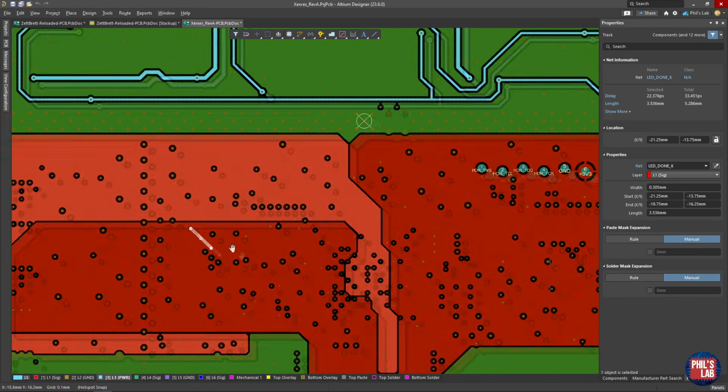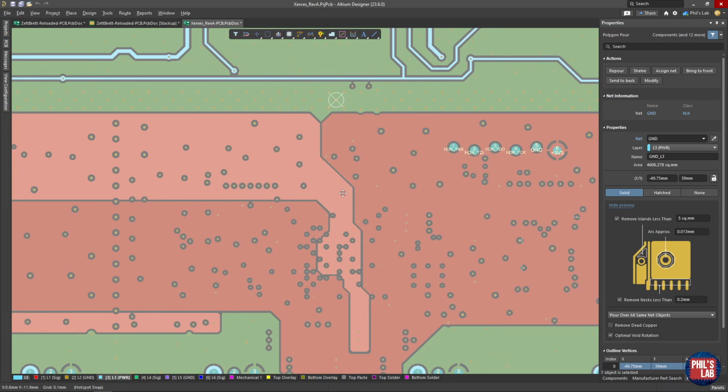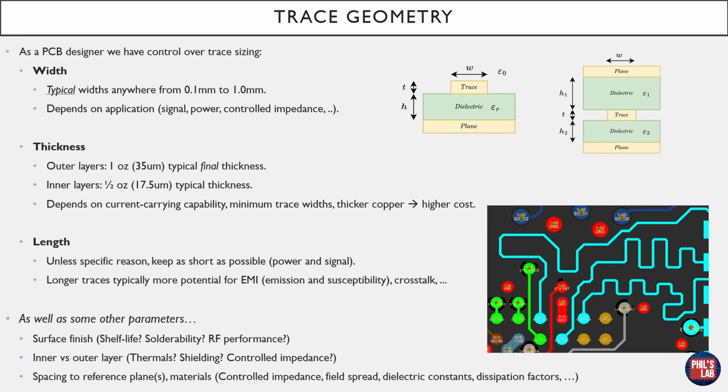Or we might have internal power planes, which are effectively very wide traces. We as PCB designers have control over trace sizing or trace geometry, as well as many other aspects, for example material selection and so on, which we'll get to later. The defining parameters of a trace typically are its width.